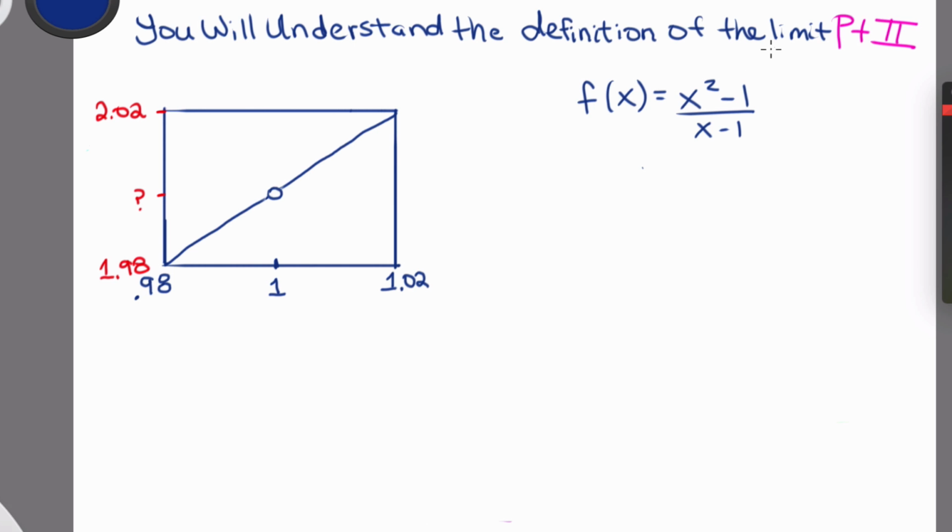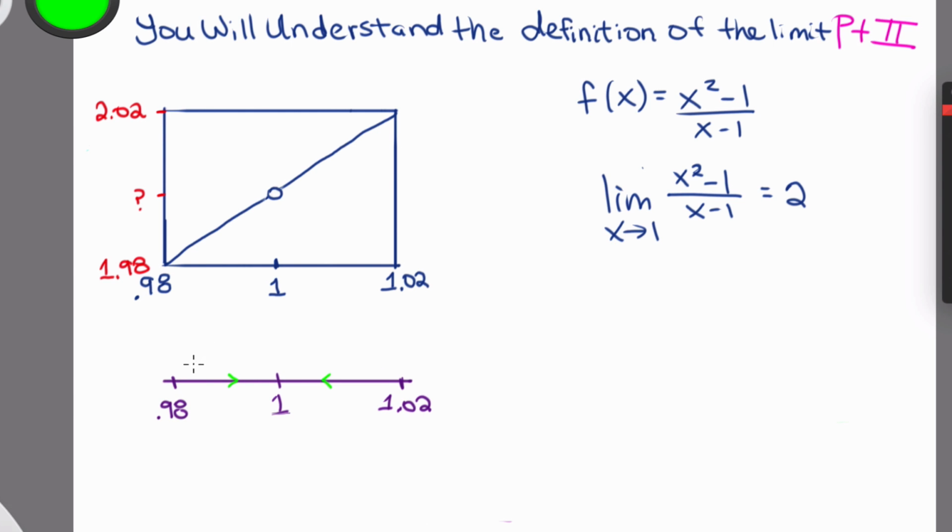In part 1, we evaluated the limit of this function at x equals 1, and we discovered that the limit as x approaches 1 of this function is 2. The objective is to find a more generalized form of this notion, and that's what we plan to do in this video. First of all, notice we zoomed in on a small section of the graph.